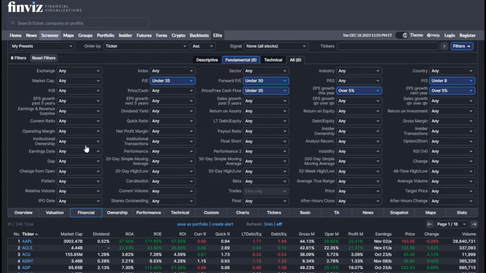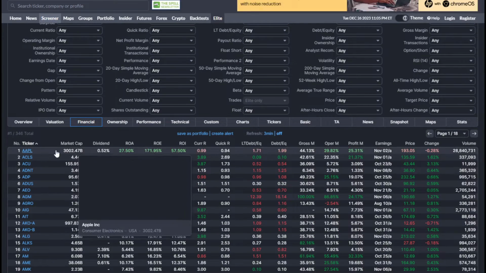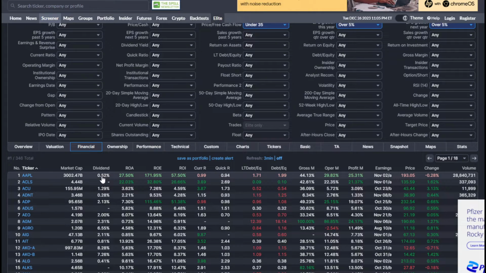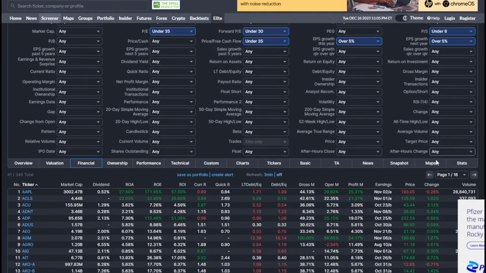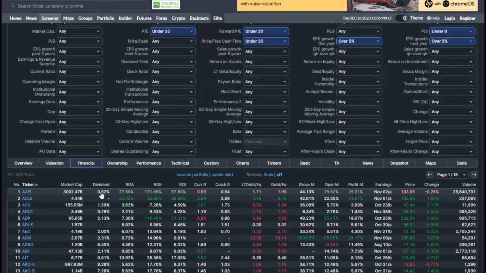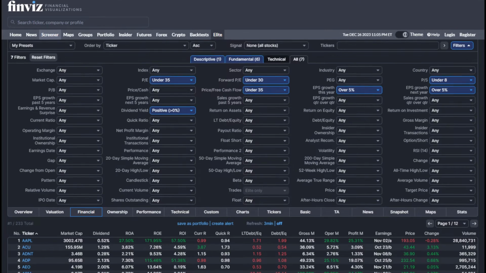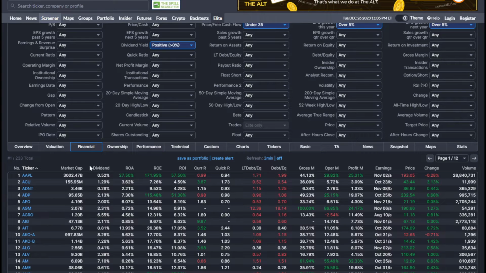Let's take a look at financial. I do want to make sure there's a dividend. This is my own personal selections. Of course, I'm not a financial advisor or anything, so this is all just to show you what I'm doing. So for dividends, it's got a 0.52%. Let's see what our options are. Dividend yield. So I'm just going to say positive. That just means that there is a dividend. That's going to knock us down to 233 stocks now.